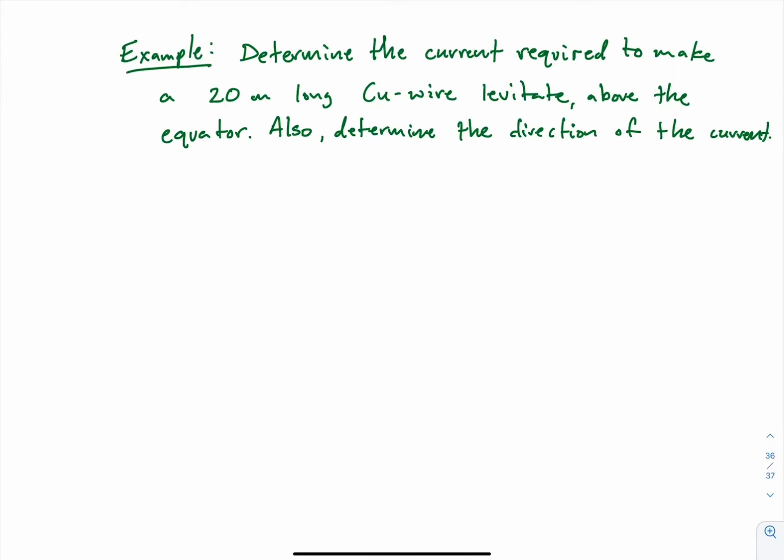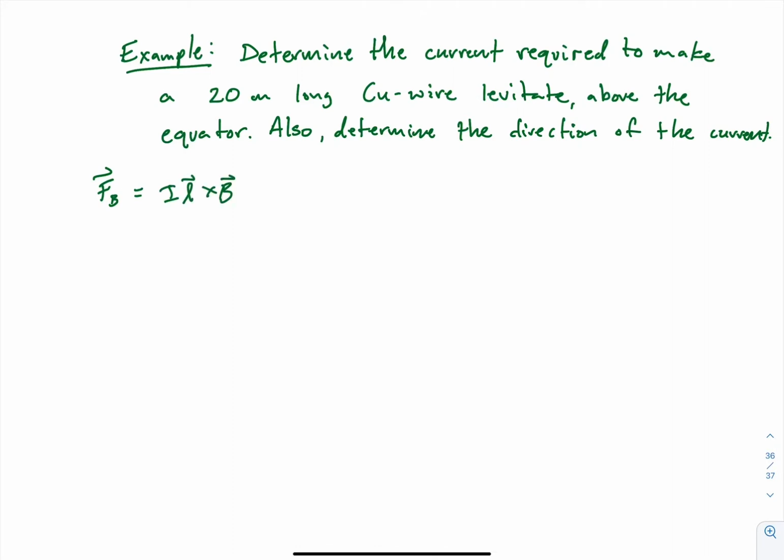Hi, it's Ryan. This will be a short video showing an example where we use the magnetic force law, but with respect to a current carrying wire in an external magnetic field. So I, L cross B.